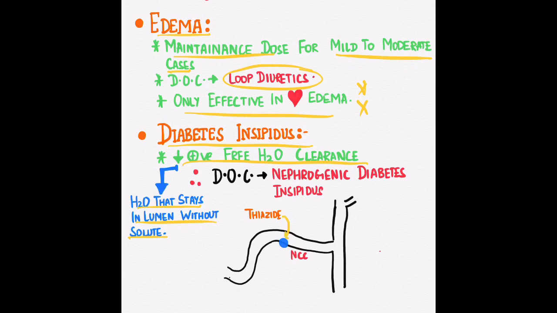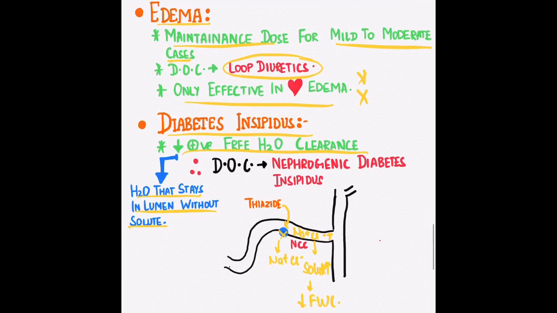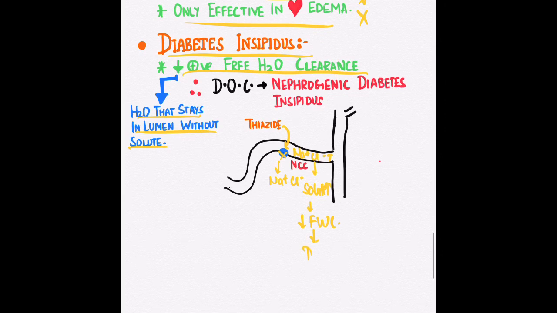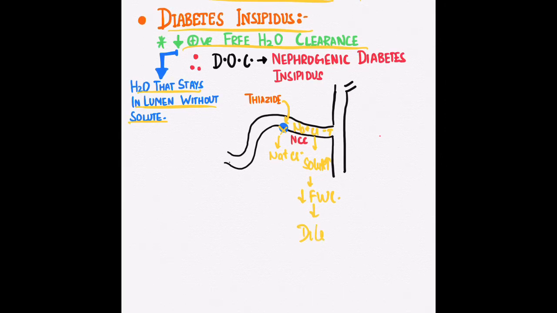Thiazides blocks the normal sodium chloride cotransporter. Therefore, there is decreased absorption of sodium and chloride. This causes increased concentration of sodium and chloride within the lumen. Therefore, the solute concentration within the lumen increases, which causes a reduction in free water clearance. This causes the filtrate to become more diluted, and this dilution helps in rectification of diabetes insipidus.